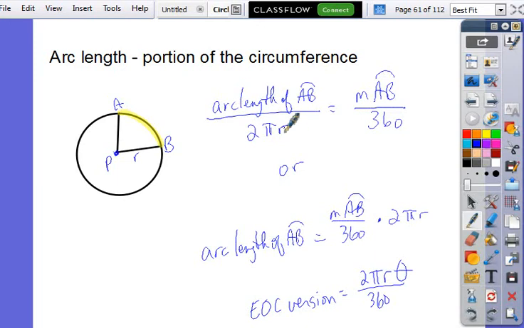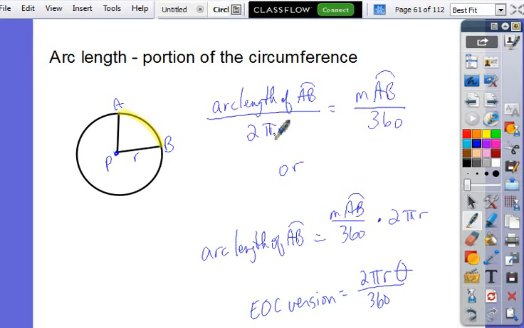What is 2 pi r? 2 times the radius. What is it? Circumference. It's the circumference. Arc length is the part. 2 pi r is the whole thing. If you can remember that, you should be able to set these up. Arc length is the part of the circle. 2 pi r is the whole thing.